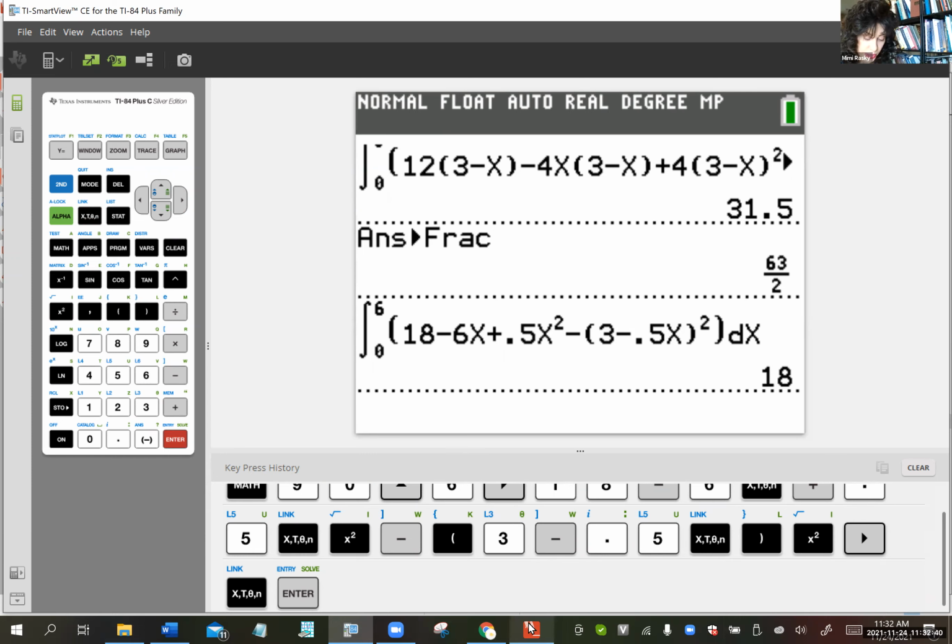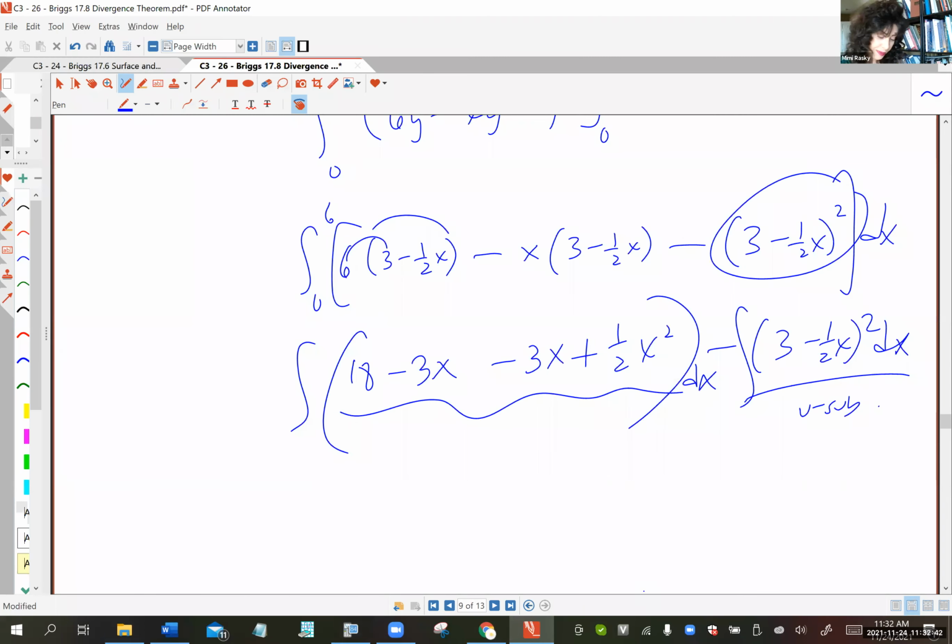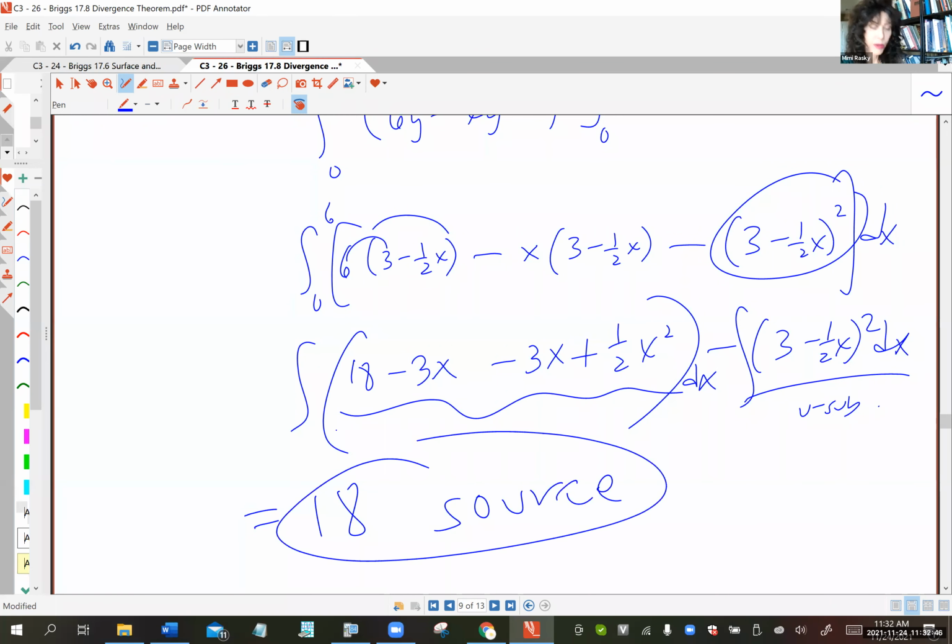Okay, so we're good. So it looks like it's a source. So there's more water coming out across the surfaces than going back in. Okay, how's that for you?